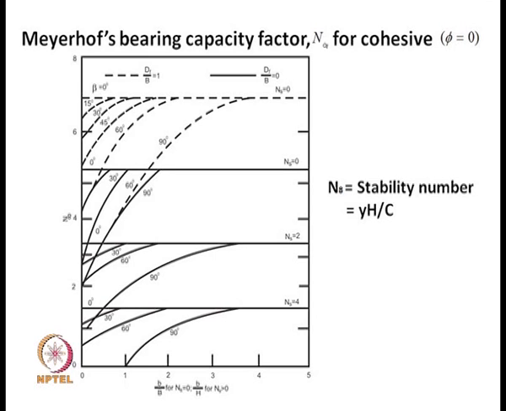Again the dotted line represents DF by B equal to 1 and the firm line represents DF by B equal to 0. Once we know the stability value, the small b by capital B value, and the stability number or b by H value, we can calculate the bearing capacity factor N C Q proposed by Meyerhof by using this chart. Once we get these two bearing capacity factors for two different types of soil, then by using the expression we can easily calculate the ultimate load carrying capacity of the foundation.